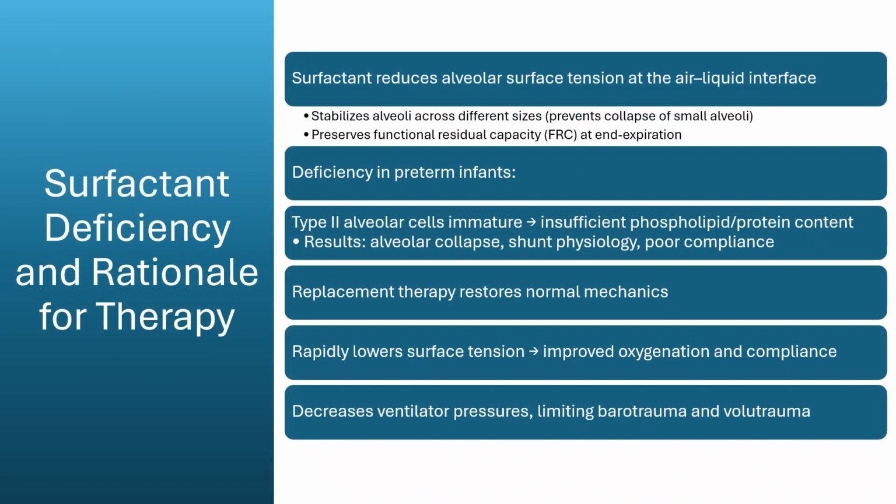Surfactant deficiency in preterm infants arises because type 2 alveolar cells are immature and produce insufficient phospholipid and protein content. The result is alveolar collapse at end expiration, shunt physiology from poorly ventilated but perfused units, and markedly reduced compliance. These mechanics create the classic picture of stiff lungs requiring high pressures, which further injures the tissue.